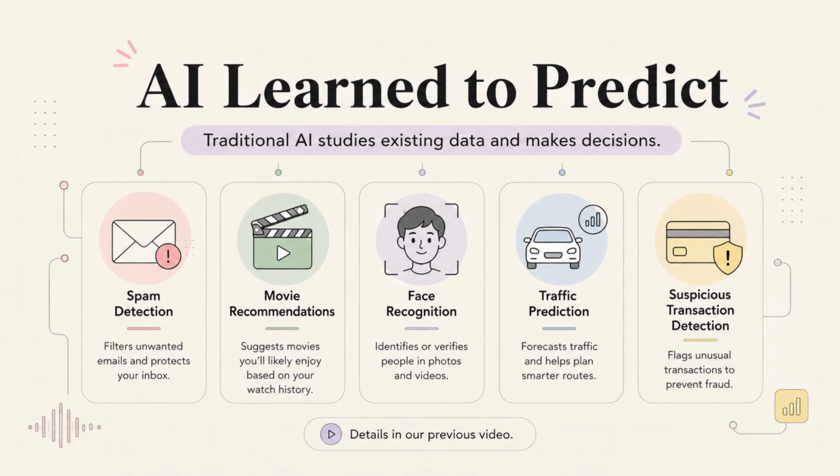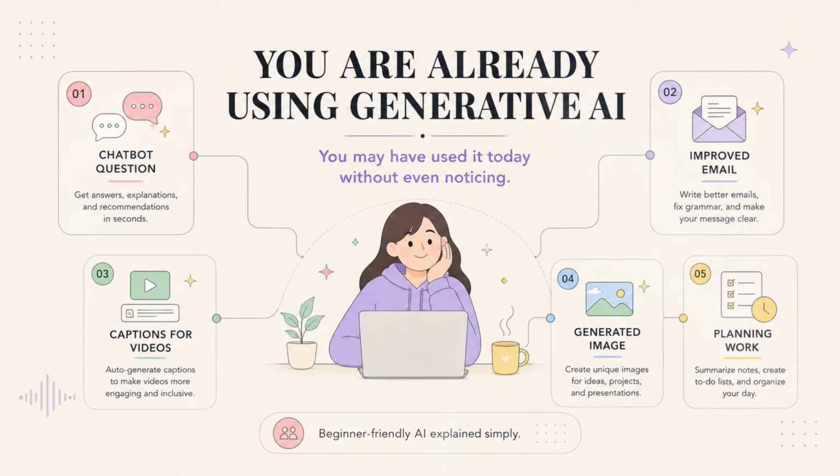Artificial intelligence existed long before generative AI became popular. For years, AI mainly studied existing data and made predictions or decisions. It detected spam, recommended movies, recognized faces, predicted traffic, and identified suspicious transactions. This is often called predictive or traditional AI.